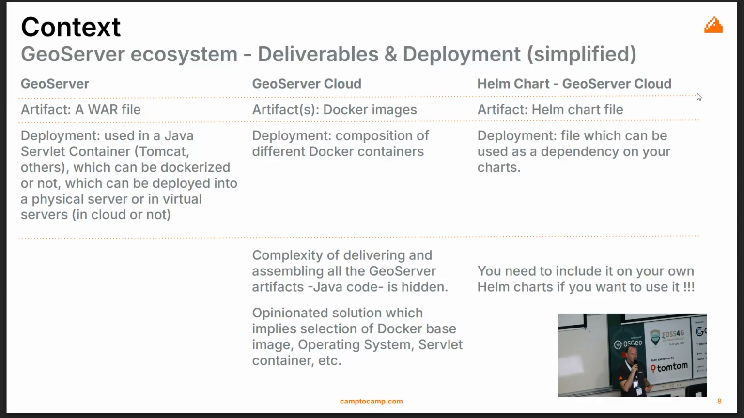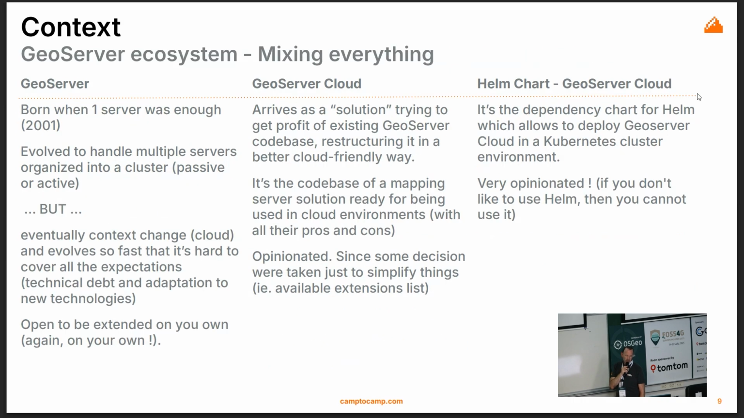There is some opinionated choice because we had to choose the Docker base image, the operating system, the servlet container, and so on. And the GeoserverCloud Helm chart is a simple Helm chart that you can use in your own chart system. It is a way to help you deploy GeoserverCloud in Kubernetes, but it is not mandatory. You can also use other approaches as long as you are ready to write Kubernetes templates.